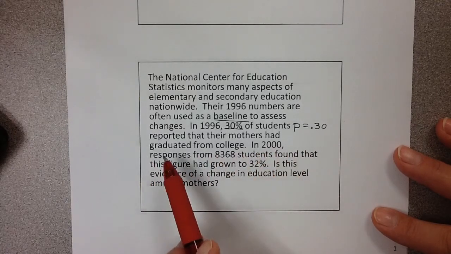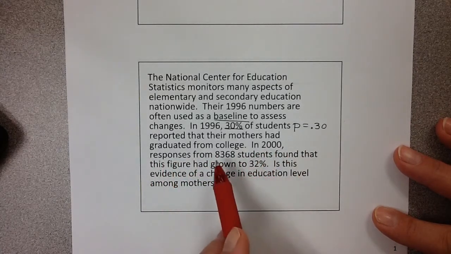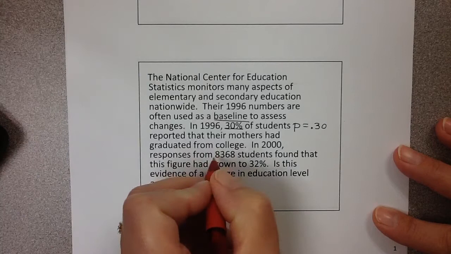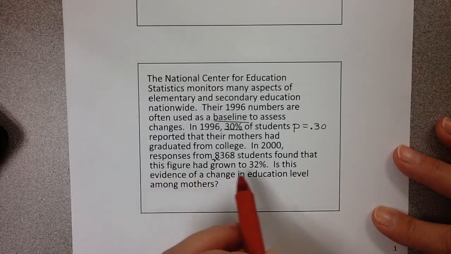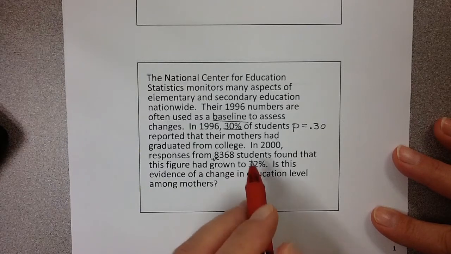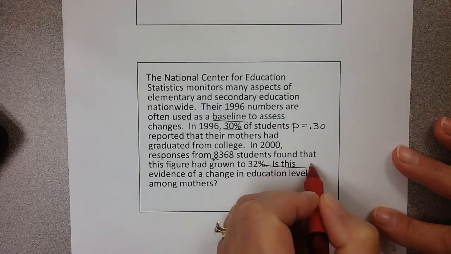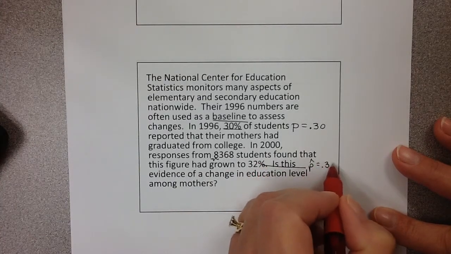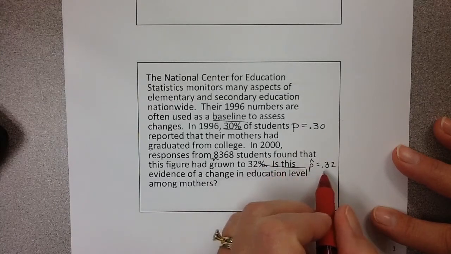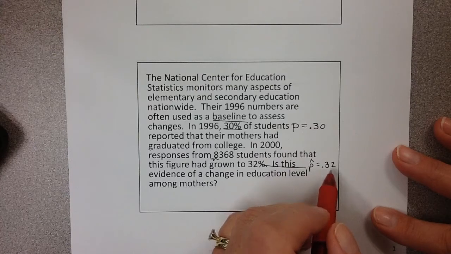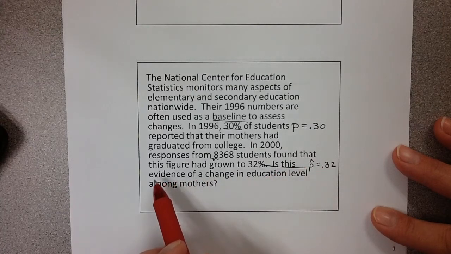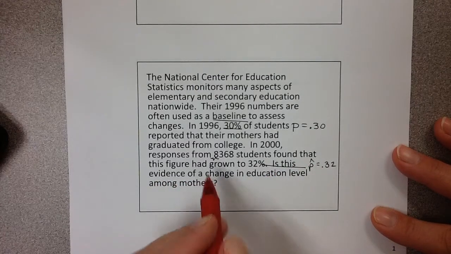In 2000, they took a sample of 8,368 students, and found that this figure had grown to 32%. Okay, so that's a p-hat. So based on a sample, there looked to be a little bit of a change. That may or may not be significant. That's only 2% more. But we want to know if that gives us evidence of a change.